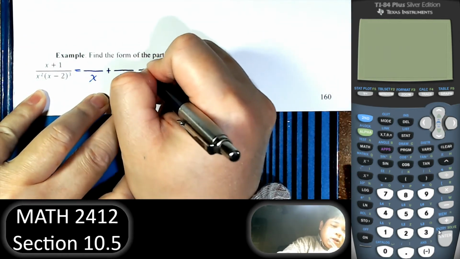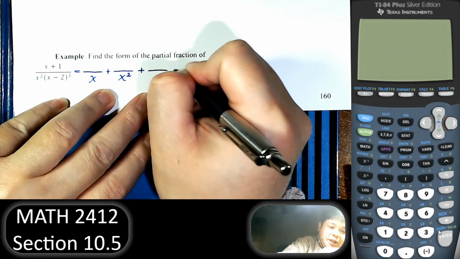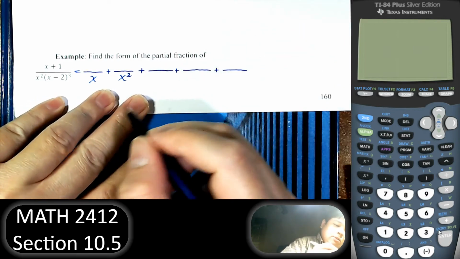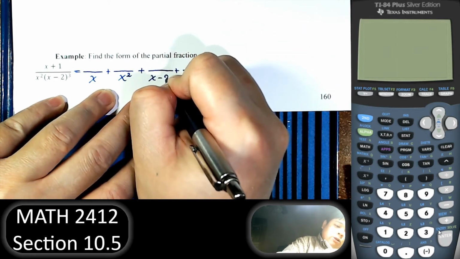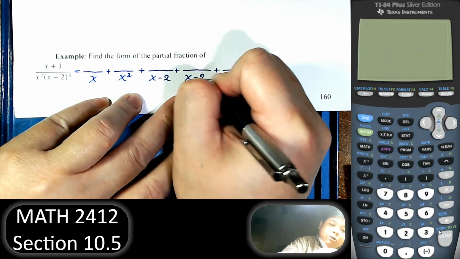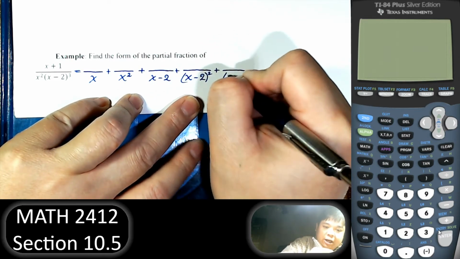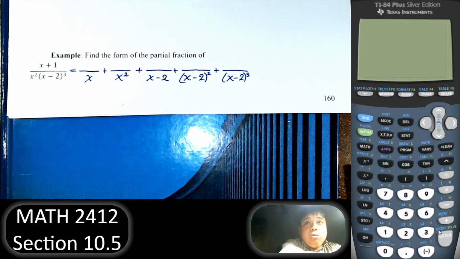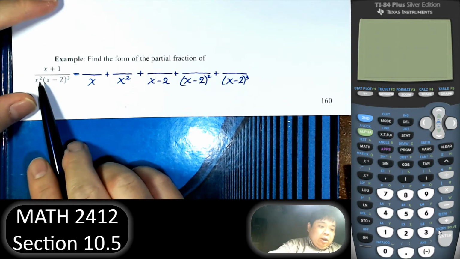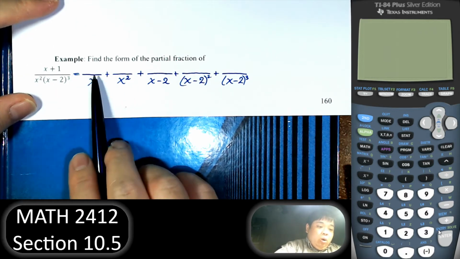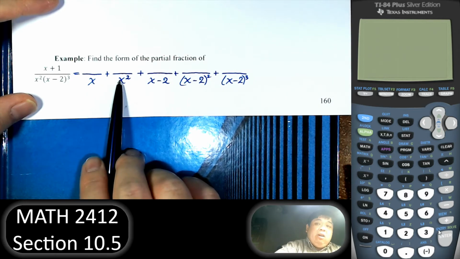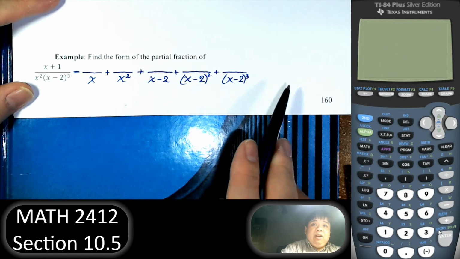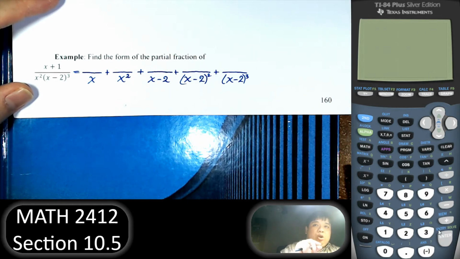X minus 2 cubed, so there are 3 of them, meaning we're going to have 3 fractions, x minus 2, and then increasing the power: x minus 2 squared, and x minus 2 cubed. Simple enough, right? It depends on the power. We're going to have the same number of fractions with increasing power. If it's x squared, we have x and x squared. If we have x to the 5th, we're going to have x, x squared, x cubed, x to the 4th, x to the 5th.